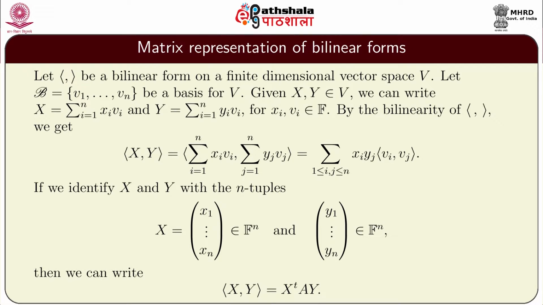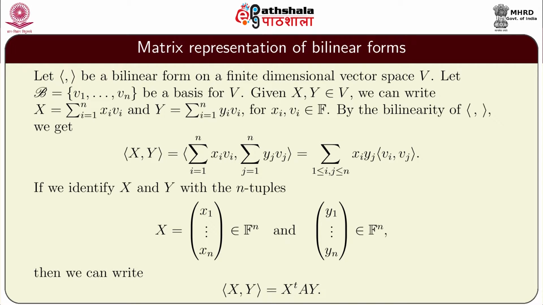Now, if we compute this inner product x comma y, then by bilinearity we obtain inner product summation i equal to 1 to n xi vi comma summation j equal to 1 to n yj vj, which is equal to the summation over i and j both of xi yj inner product vi vj.